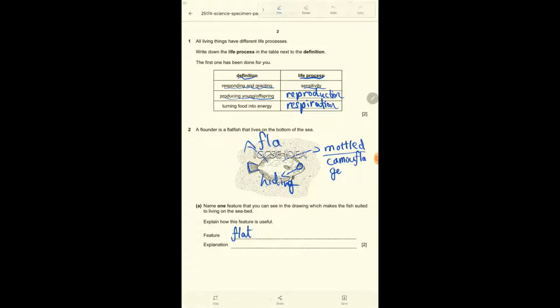Explanation: to hide from its predators.